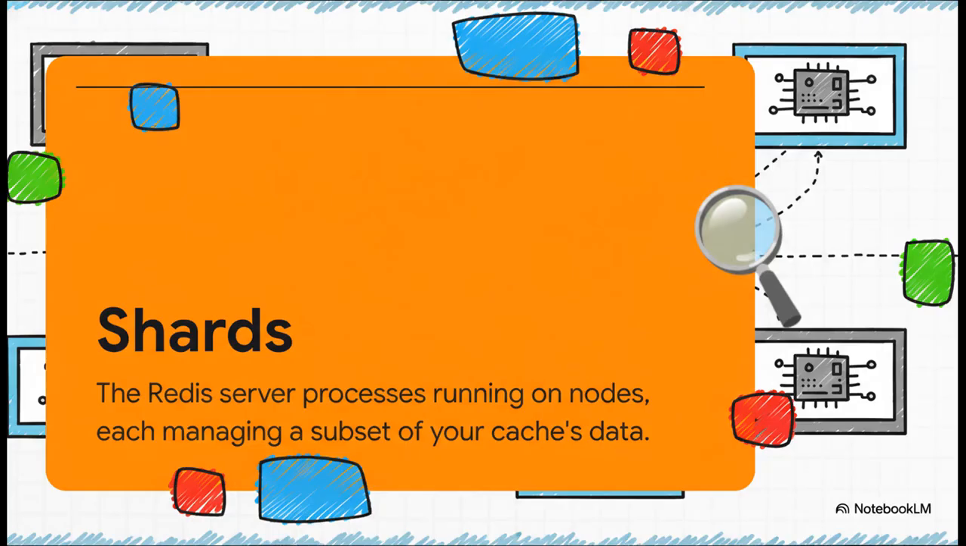Now, running on those nodes, you have shards. If the node is the computer, the shard is the actual Redis software doing the work. Each shard is responsible for a piece of your data, which is how Redis can scale and spread out the load. And getting this relationship between the physical node and the software shard is, well, it's everything when we start talking about how failover and replication really work.